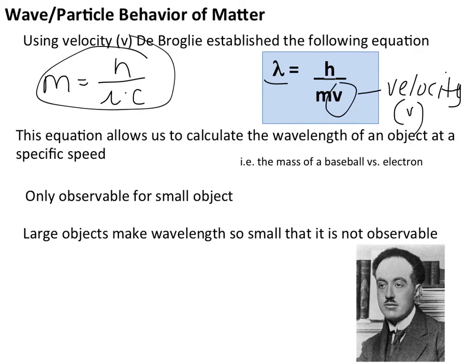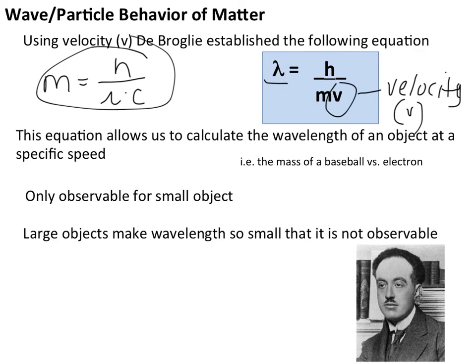Basically, what this equation allows us to do is to calculate the wavelength of an object at a specific speed. What's interesting is that when we do these calculations, they really only work for small objects. What do I mean by that? Because the mass of an object can be so large or so small, it being in the denominator is going to directly affect the wavelength that is calculated. So h is Planck's constant, m is mass, v is velocity. If I have a fairly large object, I'm going to have a fairly large overall denominator, which is going to make my wavelength extremely small. So if we're dealing with larger objects, we may get a wavelength that is not observable. If we're dealing with smaller objects, we can actually obtain a wavelength that is observable.